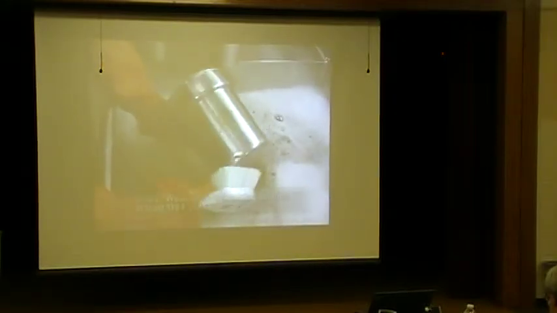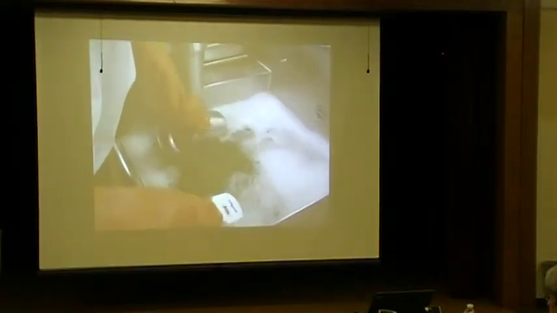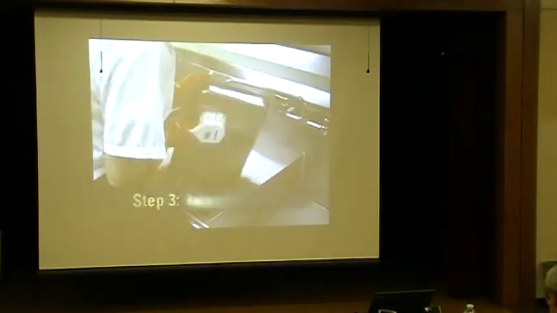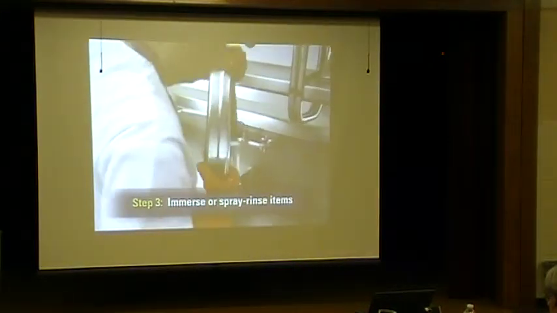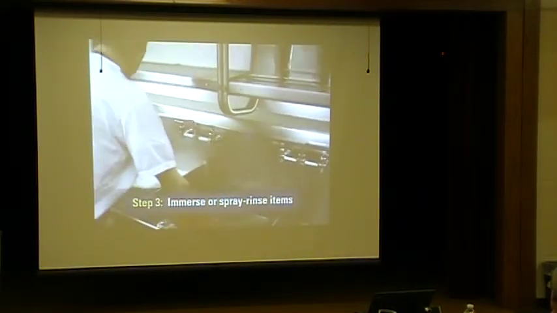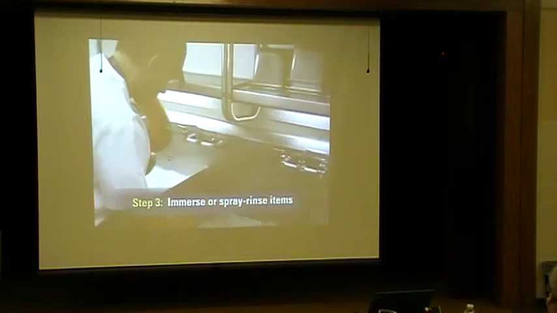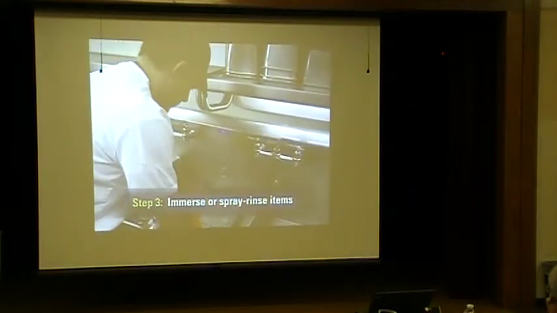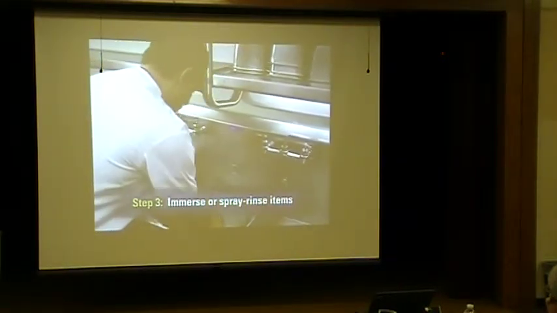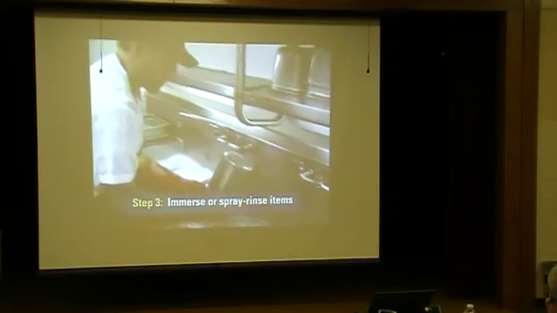You should use a brush, cloth, or nylon scrub pad to loosen the remaining soil. And make sure you replace the detergent solution when the suds are gone or the water is dirty. Step 3. Immerse or spray rinse items in the second sink. You have to remove all traces of food and detergent. And if you're using the immersion method, replace the rinse water when it becomes cloudy or dirty.